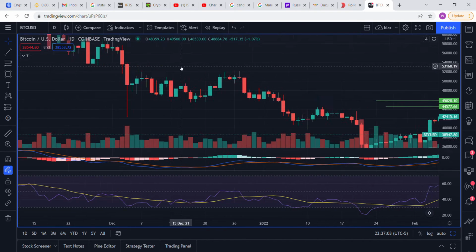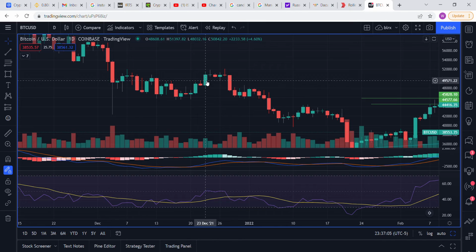Okay. So if it's a green candle, so let's use this one right here. It opened at the bottom and it closed at the top. The range was between the wicks right there. Do you see? All right.